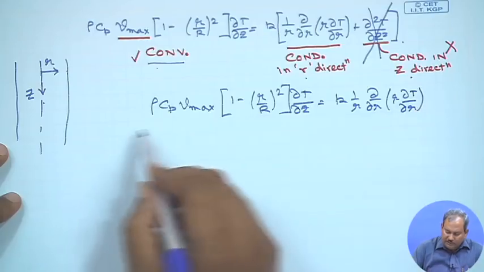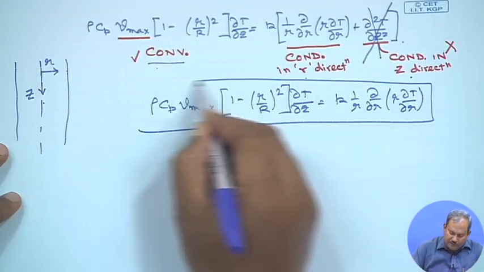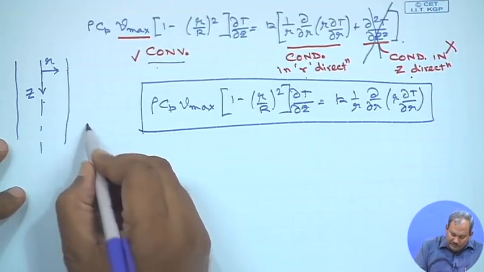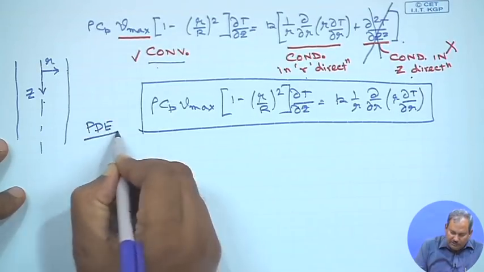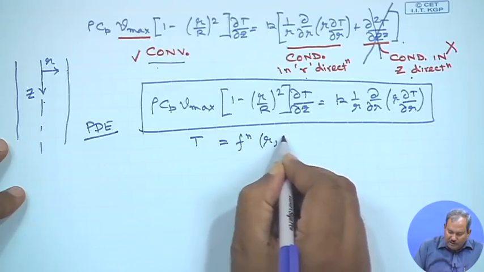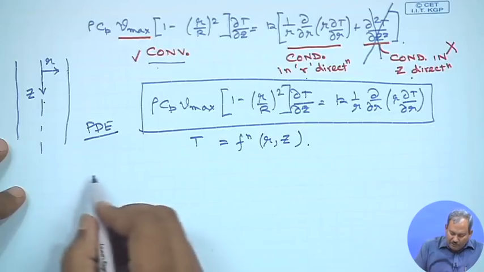This is the equation that I need to solve in order to obtain the temperature profile and other parameters, but it is still a partial differential equation. My T is a function of both R and Z. So, what are the boundary conditions?